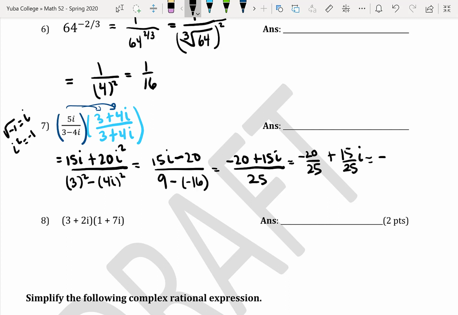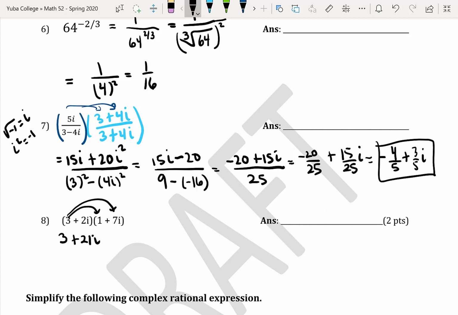Okay, so for 8, all we're doing is we're distributing. We have 3 times 1, all times 3 times 7i. Well, 3 times 1 is 3. 3 times 7i gives us 21i. Now distributing our 2i, we have 2i times 1, so this is plus 2i. And then we have 2i times 7i. Well, 2 times 7 is 14. i squared again is negative 1, so 14 times negative 1.